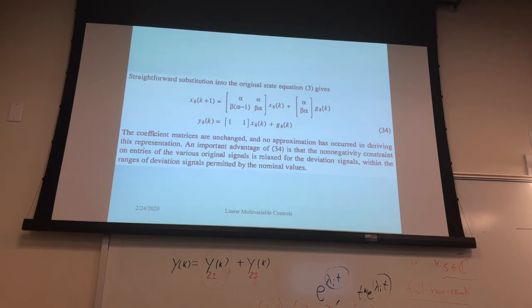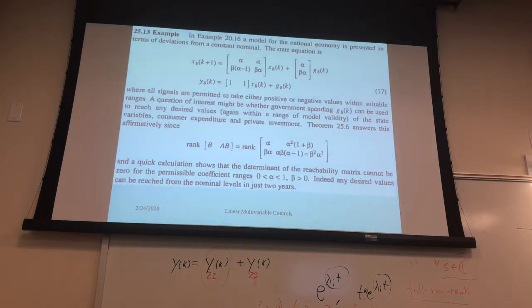Let's still focus on this one. This is called the national economy, okay? Let's focus on that. So this X delta, I just showed you how they come from a time varying nonlinear system. But now this is an LTI system. Alpha, alpha, alpha, beta, alpha. All signals are permitted to take either positive or negative values because of that change, the delta. So you can fluctuate around the nominal.